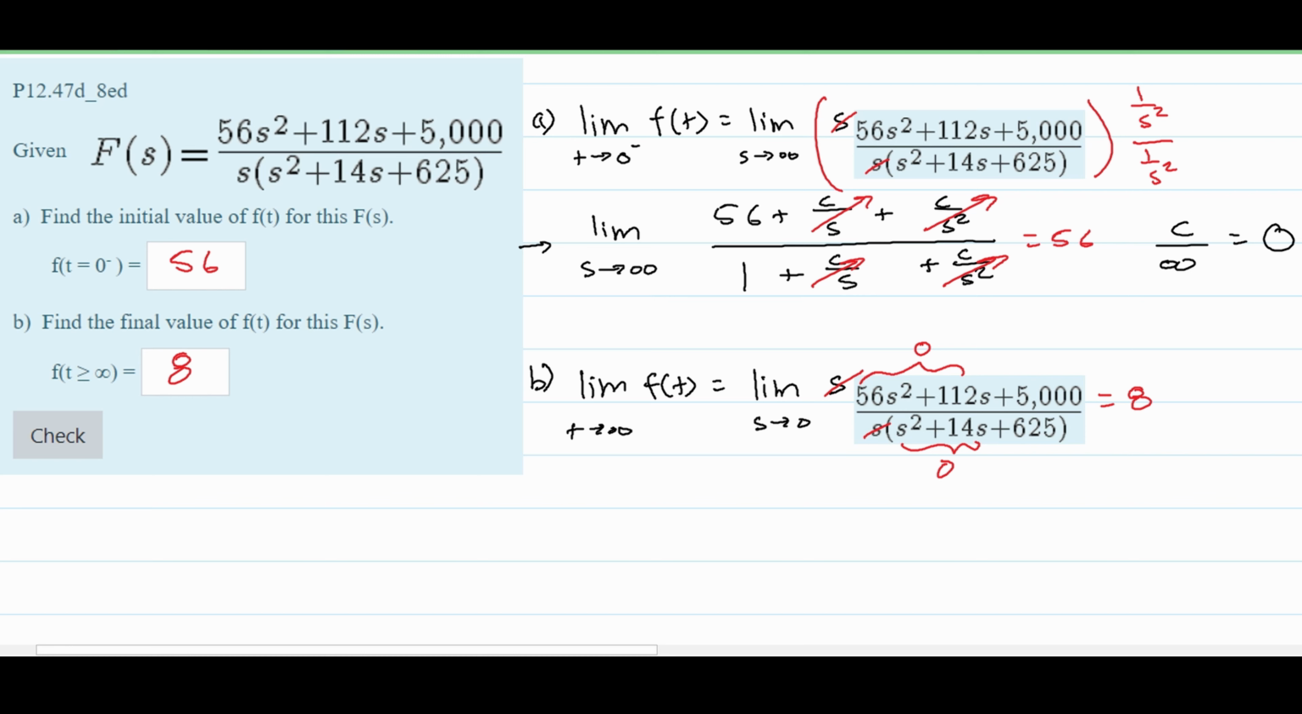And that is how you would go about finding the initial and final value for this problem or any problem like this.